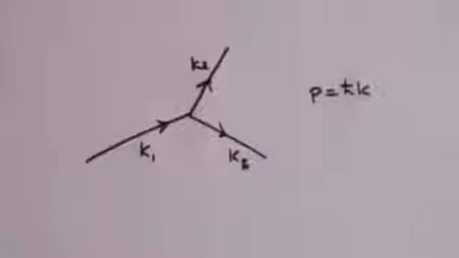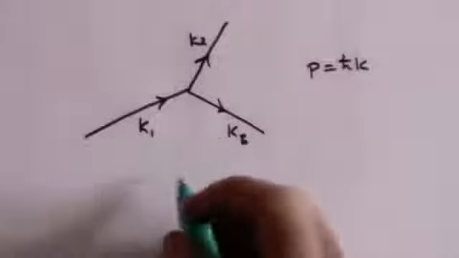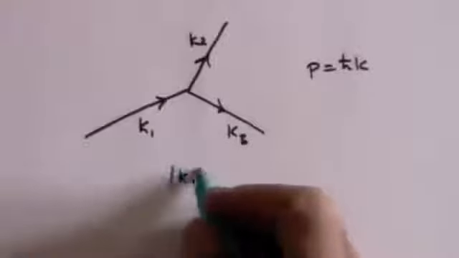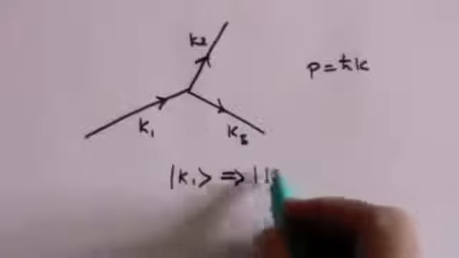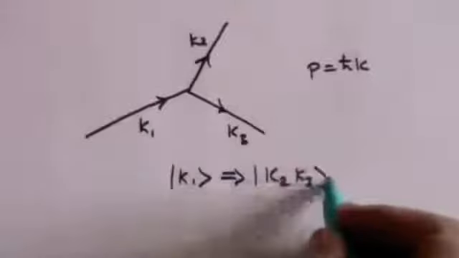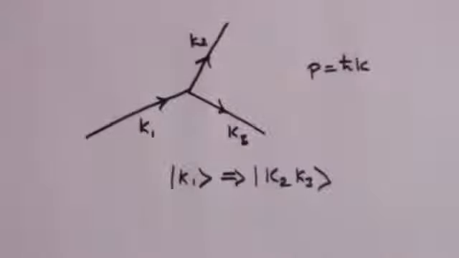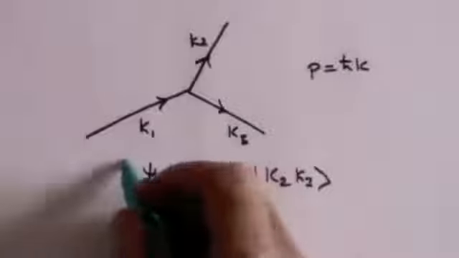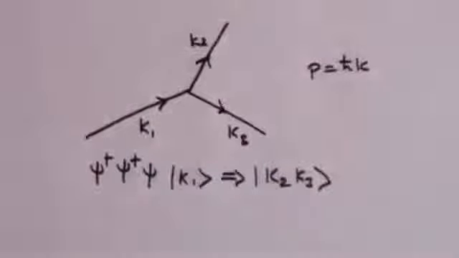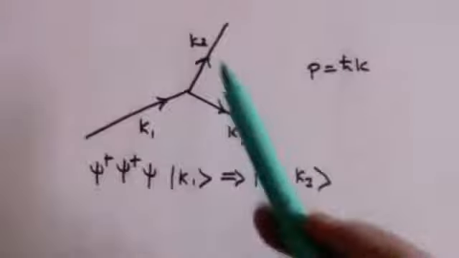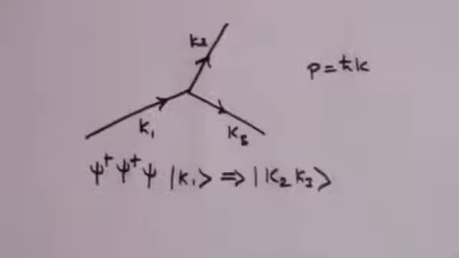So the way we represent that diagram quantum mechanically is, of course, we say that we have a state K1, which will become the state K2 and K3. And how will that happen? Well, you annihilate with the field annihilation operator K1, and then you apply the creation operators. There are two of them because you're going to create two separate particles, K2 and K3. And that's essentially all there is to it.